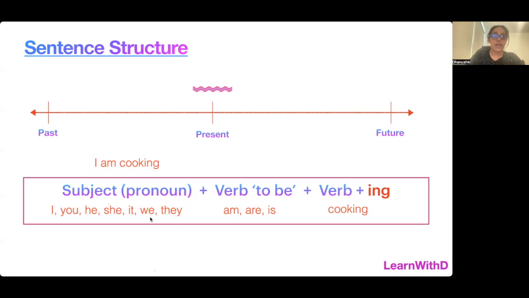All right. Let's take another example. Let's take the pronoun they. What is the verb to be for them? They are. And let's take the verb play. So how do we change this into present continuous? We add the ing at the end. So we are playing. Okay, so this is how we build a present continuous sentence. I hope that was clear.